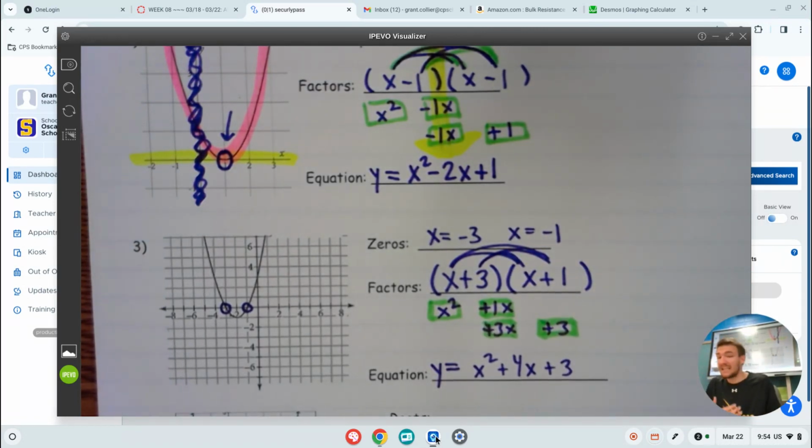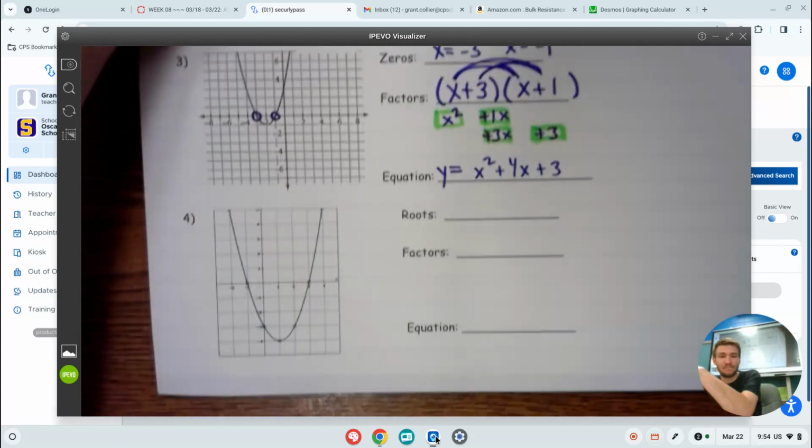So this is less than 45 seconds. You can look at a curved shape graph, and think in your brain, I know the zeros, so I know the factors, and I know how to combine those factors using FOILing, and now I've got the equation from scratch. That's pretty cool. That's pretty impressive.